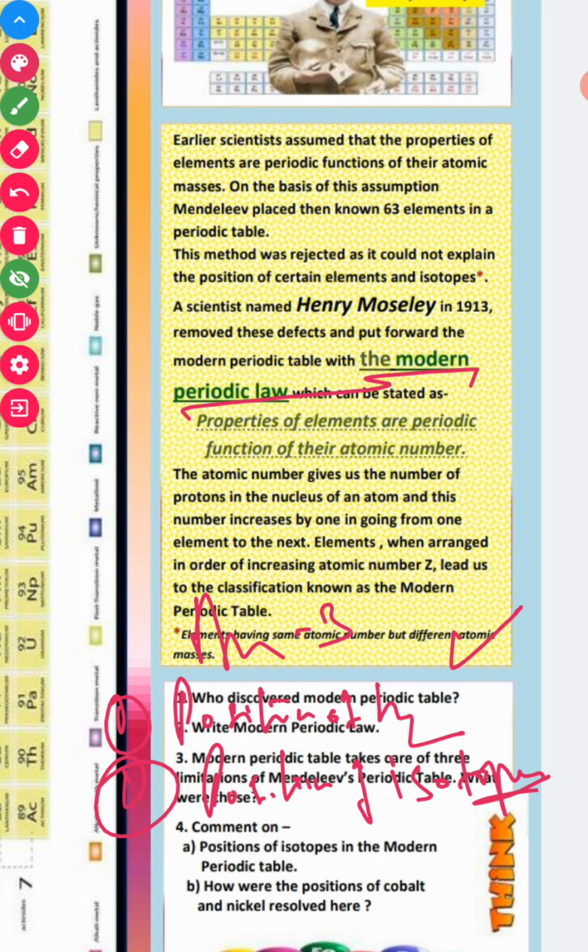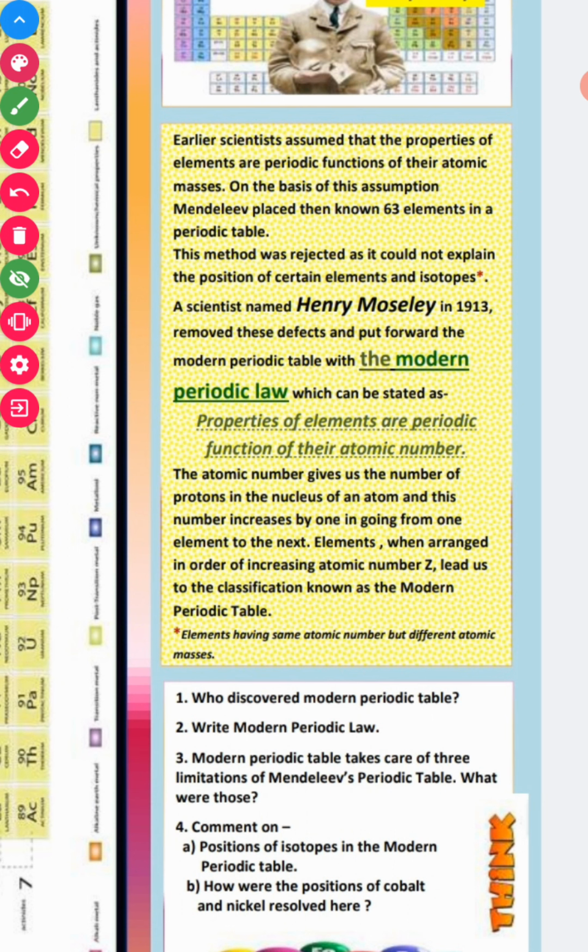Isotopes were not given a separate place in Mendeleev's periodic table. And third, Mendeleev could not explain the cause of periodicity. Actually, the position of nickel and cobalt according to their masses was not in the correct position. So these are the three limitations that the modern periodic table resolves.